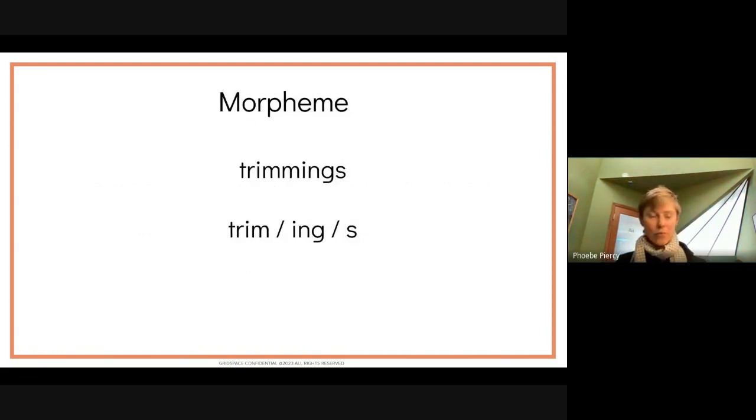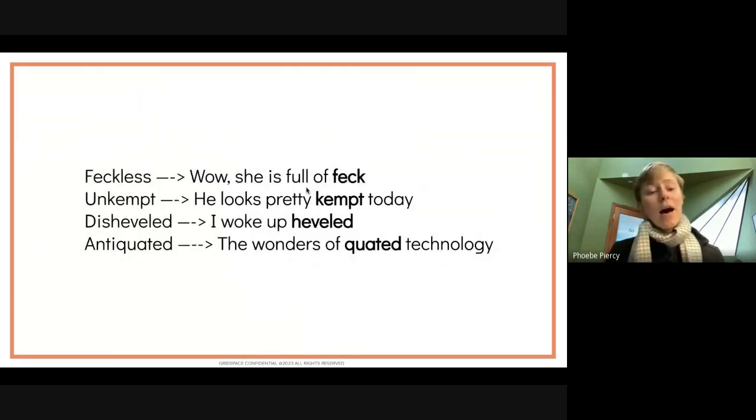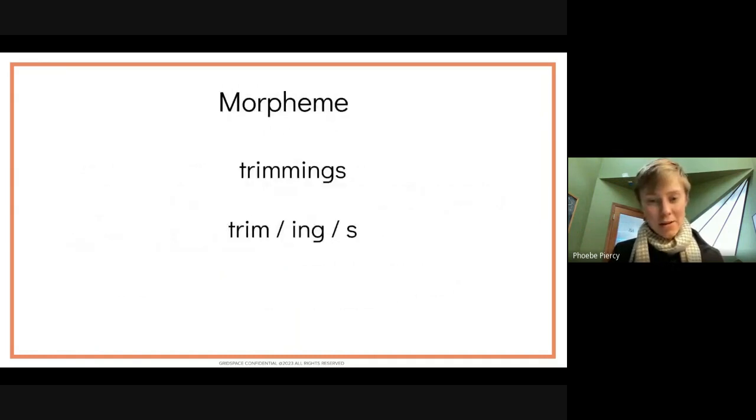And we've already said morphemes, we split words up into these building blocks of morphemes. So an example is the word trimmings. We can split this up into these three morphemes. And there are two distinct types of morphemes. You get free and bound. So a free morpheme is something that can stand on its own. So trim is a word by itself, so it's free. Ing, you don't see anywhere unless it's glued to another word. So it is what's known as a bound morpheme. And if I were to go back to these, you can see that even though feck looks like it should be a morpheme, it doesn't stand alone. You don't see it by itself. It is not a free morpheme.